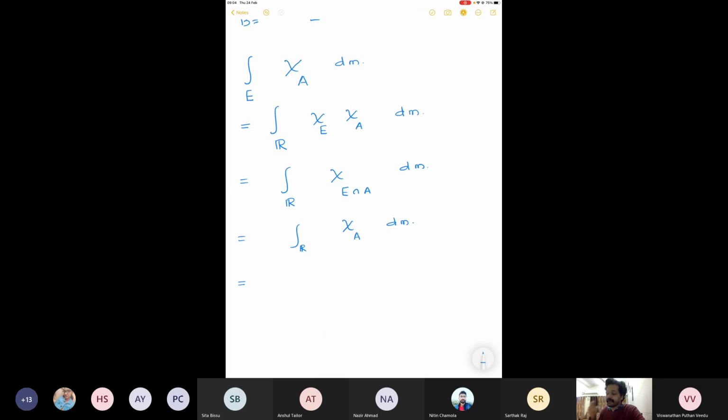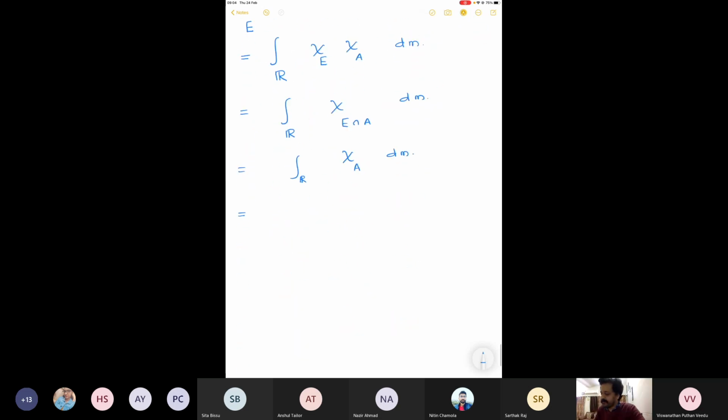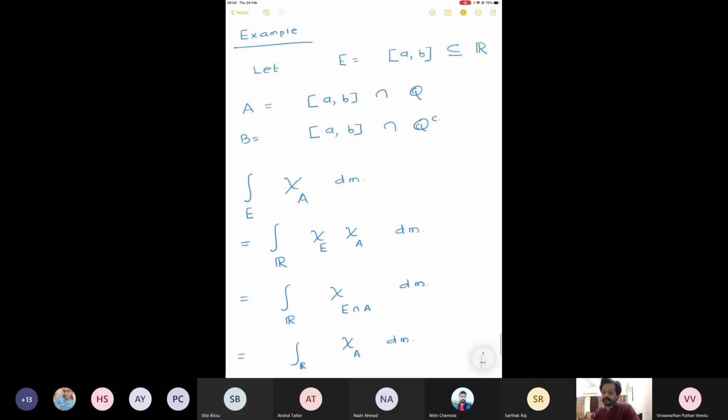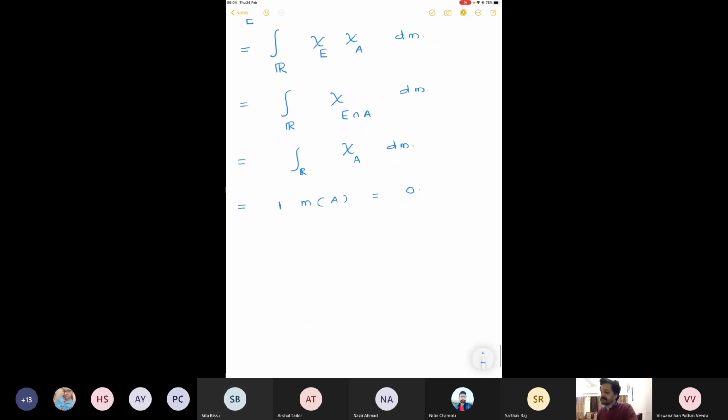Now, what about integral over R of chi A dm? How do you find it? Chi A has only two values, 1 and 0. So you have to worry only about 1. And where it takes 1 is on A. So 1 times measure of A. Okay. So this will be 1 times measure of A. And what is measure of A? 0. Because A is countable. Okay. So this is 0.